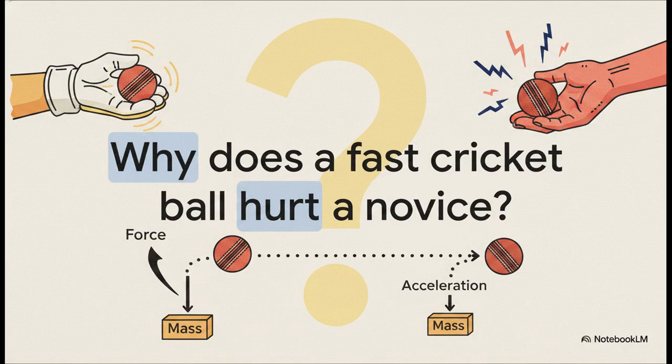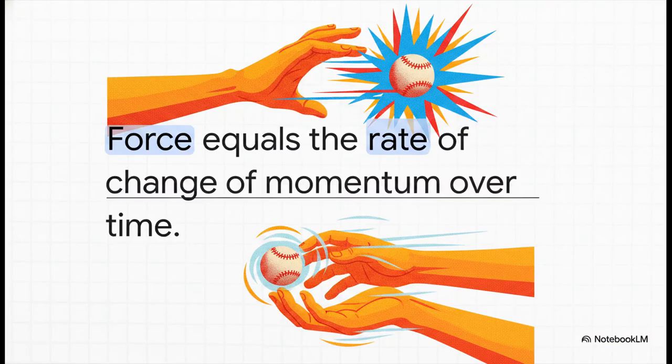Let's put this on the field with a visceral, real-world application. Both of these players are catching the exact same cricket ball with the exact same mass and the exact same incoming velocity. So why does the novice get absolutely bruised hands while the pro barely even flinches? The secret lies entirely in the second law of motion. The mathematical relationship here shows that force depends on how fast momentum changes. F equals dp over dt.